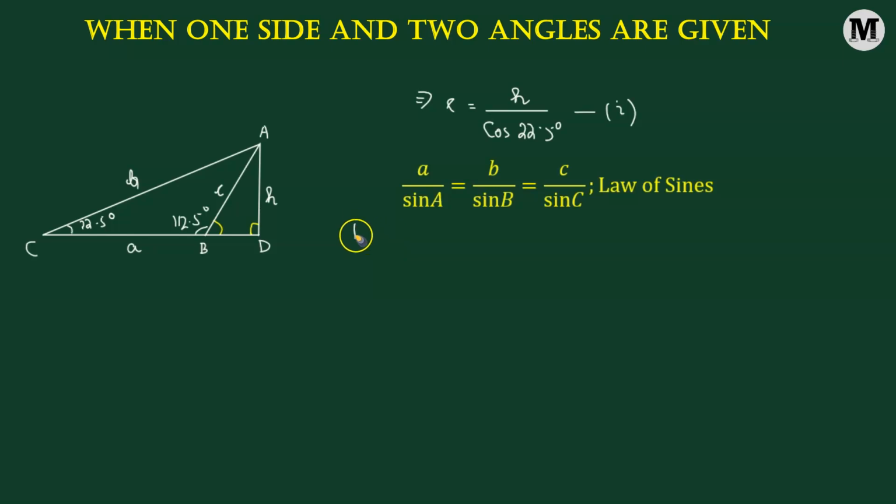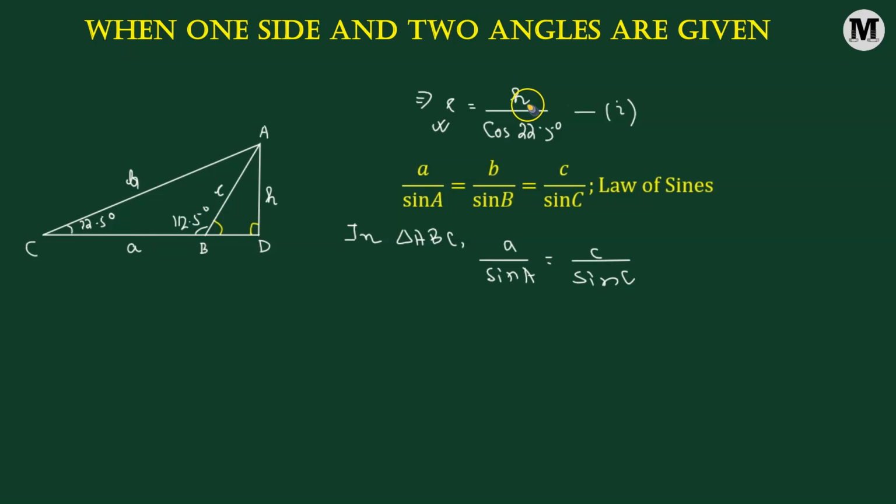So here we're going to consider the triangle ABC and apply the law of sines. For this, we're only going to take two ratios at a time. Here we consider the ratio a over sine A and equate it to c over sine C. This is a very specific way of choosing the ratio, because we have already computed the value of c.